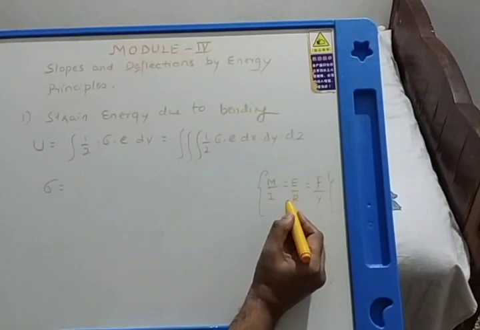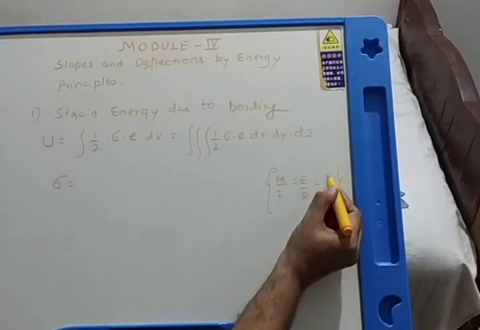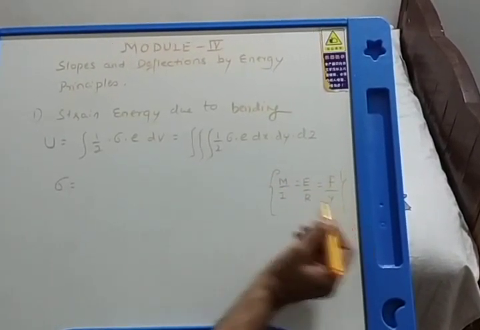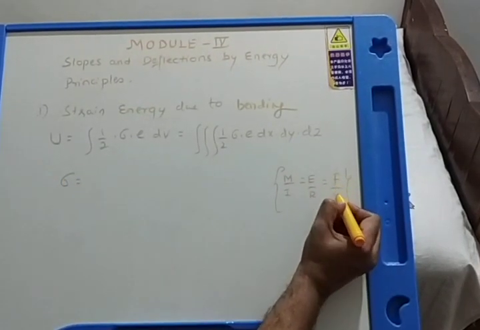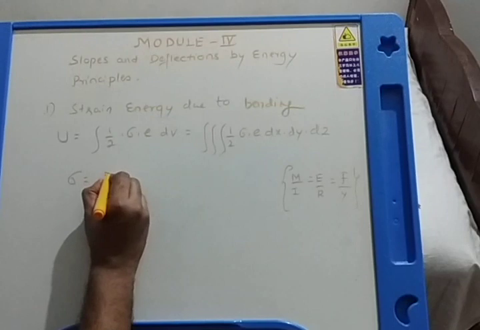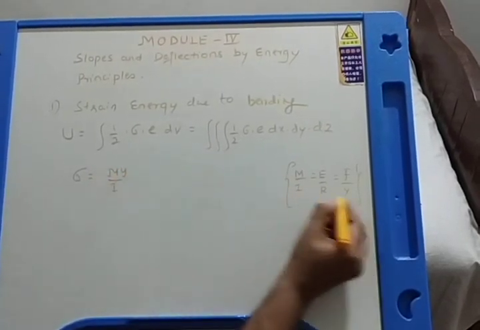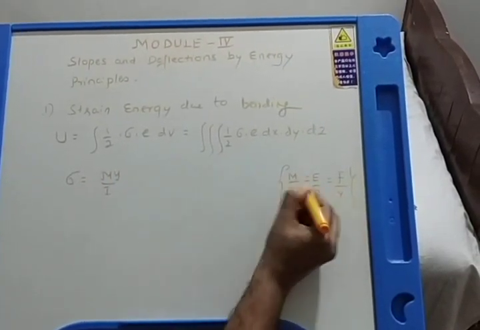This is the expression of bending. M by R is equal to E by R is equal to F by Y. So here the stress that I am going to use is bending stress, that is F. F is equal to My by I. Use this part of the equation. M into Y by I is F.